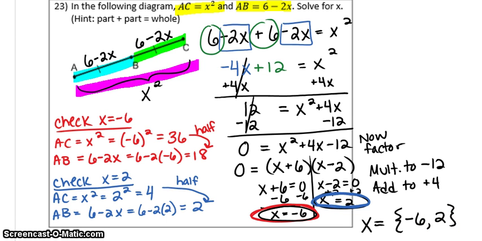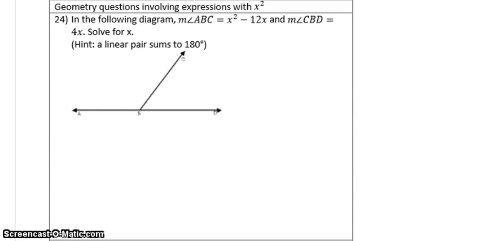Let's take a look at example 24. In example 24, we're told that in the following diagram, the measure of angle ABC equals x squared minus 12x, and the measure of angle CBD equals 4x. Solve for x. So let's go ahead and label. Angle ABC is x squared minus 12x. Angle CBD is 4x. The hint here states that a linear pair sums to 180 degrees.